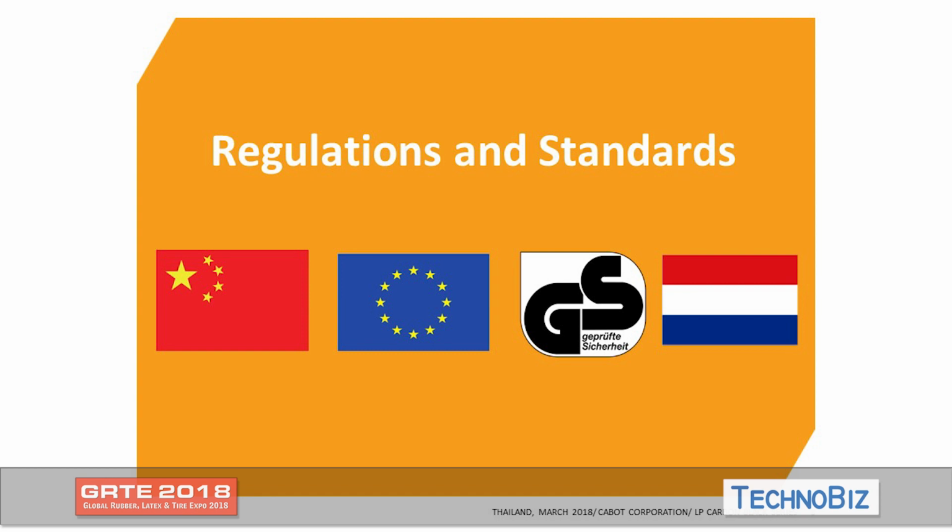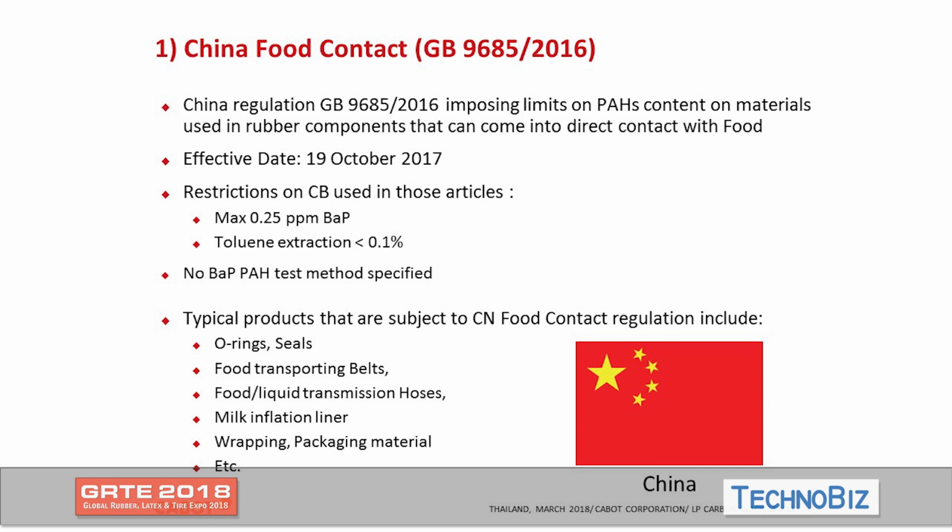In the next few slides, I'm going to briefly talk about the different kinds of regulations and standards currently pretty popular in the world. China just launched the food contact regulation, just a few months ago. Its effective date is October 19th, 2017.